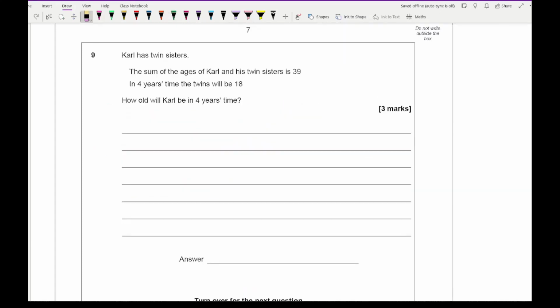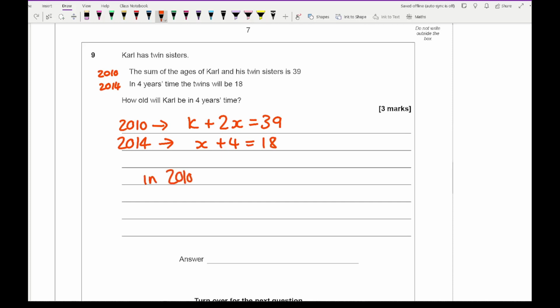So looking at question 9, it says Carl has twin sisters. The sum of the ages of Carl and his twin sisters is 39. In 4 years' time, the twins will be 18. How old will Carl be in 4 years' time? So let's have a look in terms of this. So starting off, if I just imagine that this is 2010, then this is going to be 2014. So in 2010, what we know is that Carl's age plus 2 of his sisters is 39 years old. Now in 2014, we know that 4 years later, the twins' age is going to be 18. So here we know that the twins in 2010 were 14.